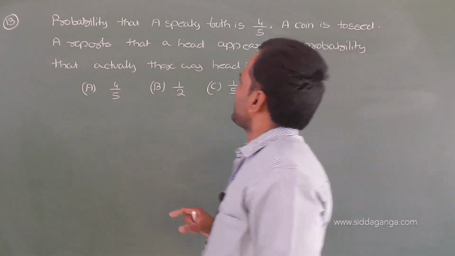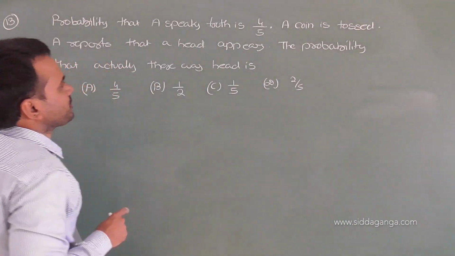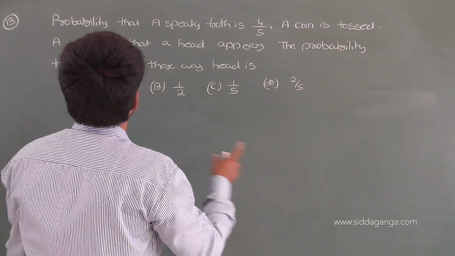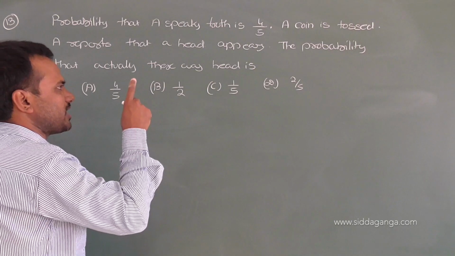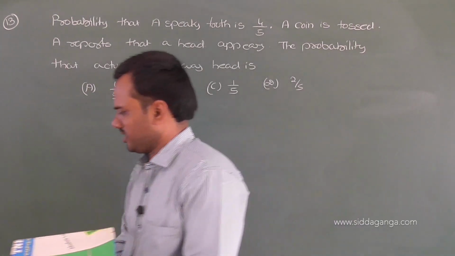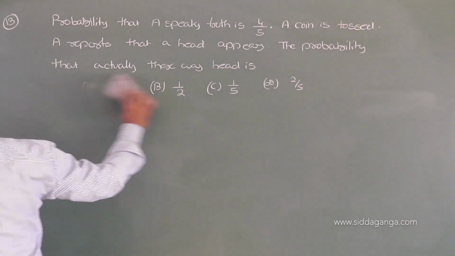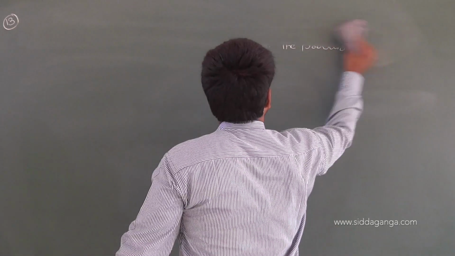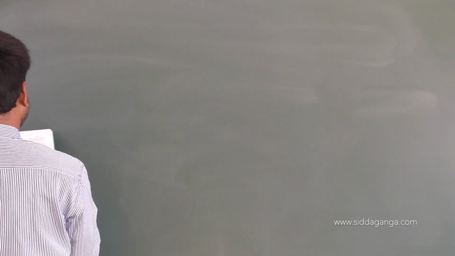So the probability that A speaks truth is 4 by 5. A coin is tossed. A reports that a head appears. The probability that actually there was a head. Four options are given. So we solve it the same way using the Bayes theorem concept. Observe how to solve this one. We write one by one the events. Probability that E1.